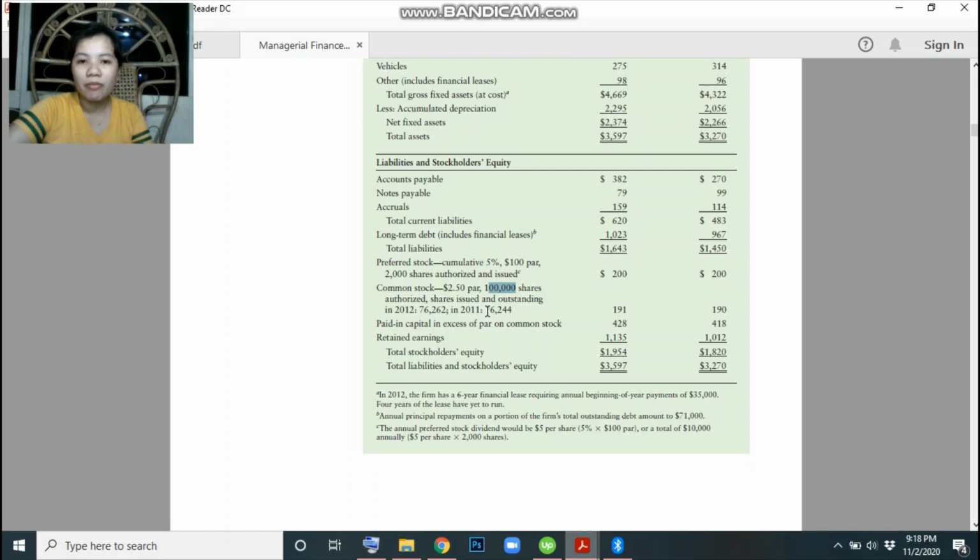Sa 2011, 76,244 ang nahalin nga common stock. And sa 2012, 76,262 ang nahalin nga common stock. Remember that the par value is $2.50. Okay. So, mo ni siya class na 191,000. Mao na siya ang mga capital gyud ni Barley. Okay? So, di ba class, if mupalit ta og stock sa usa ka corporation, katong kwarta nga gibayad nato sa corporation, that will form part of their capital or equity.